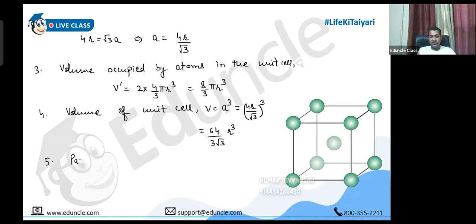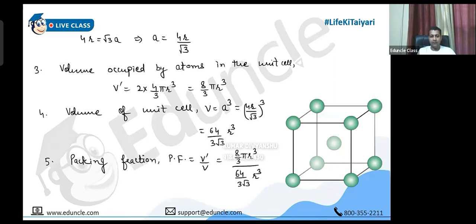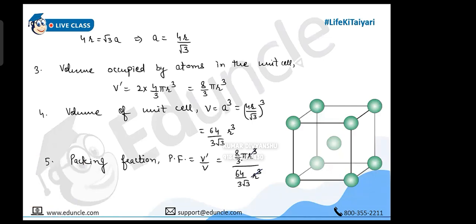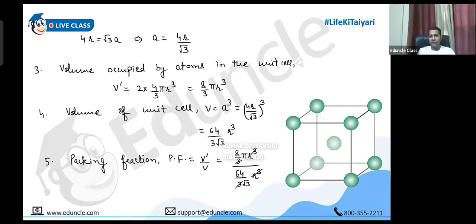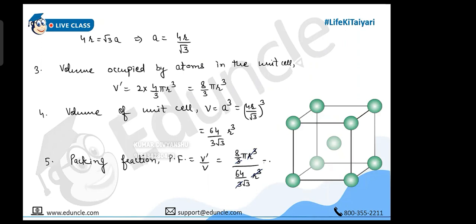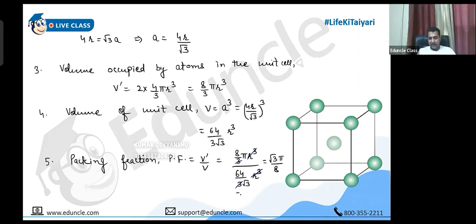So packing fraction, V dash by V, root 3 pi by 8. And it will come out to be, I think, 0.68. Please check. It means 68% of the space is filled and 32% is empty. So much better than simple cubic.